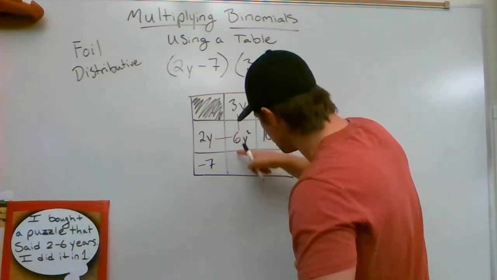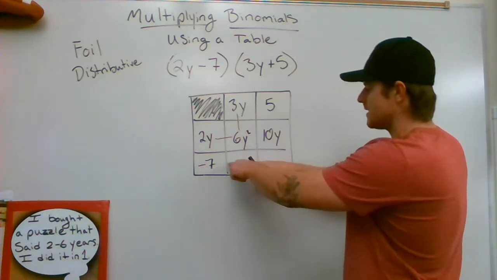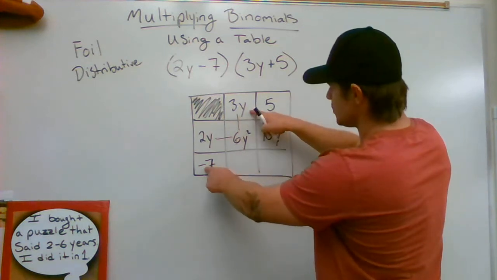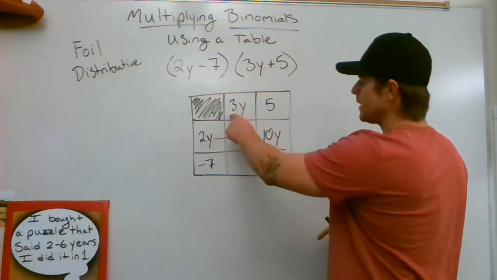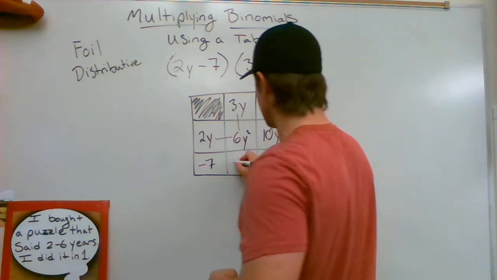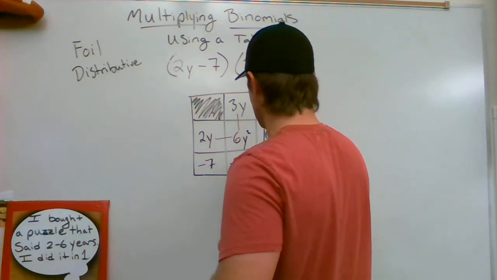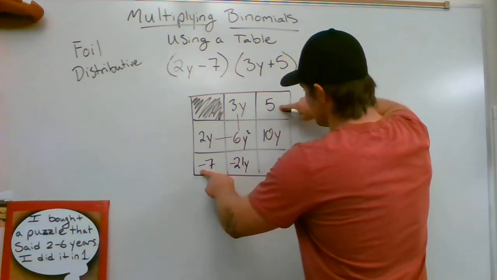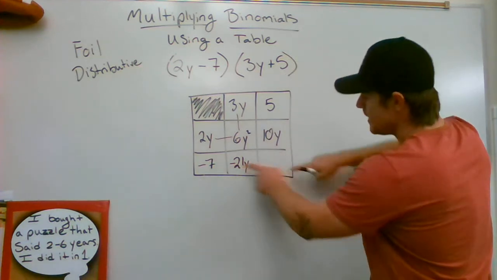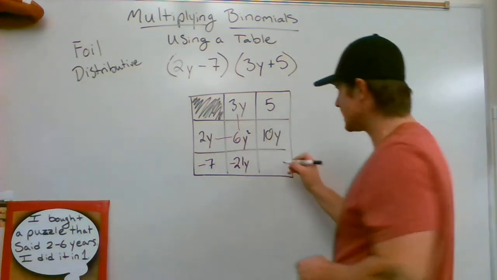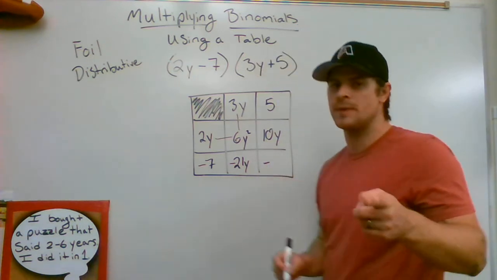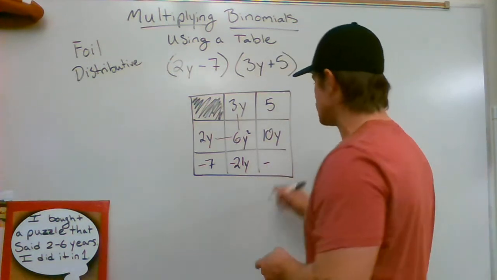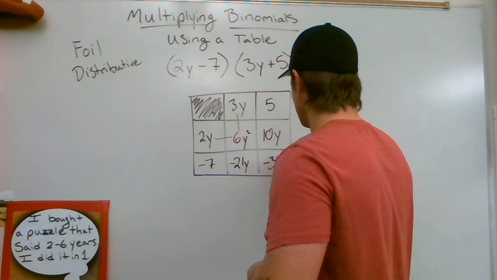Bring 3y straight down to the bottom and take -7 across. So you're multiplying these two to make this. 3y times -7 is going to give me a -21y. And then last but not least, -7 and 5 are going to meet right there. -7 times 5 is going to give me a negative. Make sure to pay attention to those negatives so they don't catch you. And that is going to be a 35.